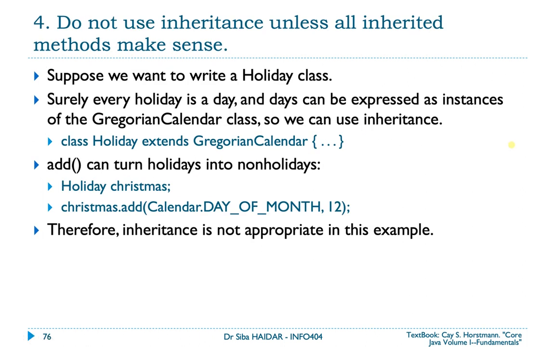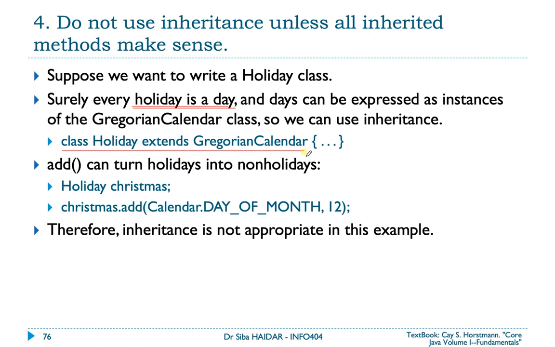Therefore, do not choose inheritance unless all inherited methods make sense. Not only must the is-a relationship apply, but above it, all the inherited methods must make sense in order to use a supertype. Suppose we want to write a holiday class, and surely every holiday is a day, so the is-a relationship applies here. But this is not sufficient. It is a must, but it is not sufficient. Days can be expressed as instances of the Gregorian calendar class, so we can say class Holiday extends GregorianCalendar.